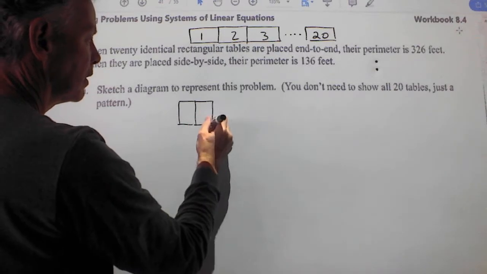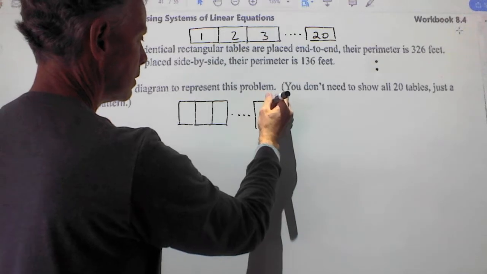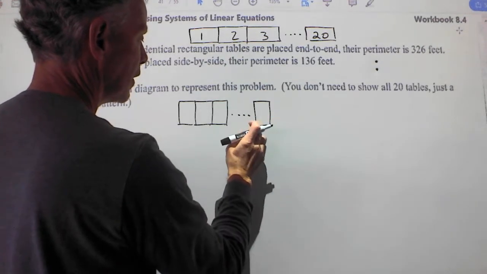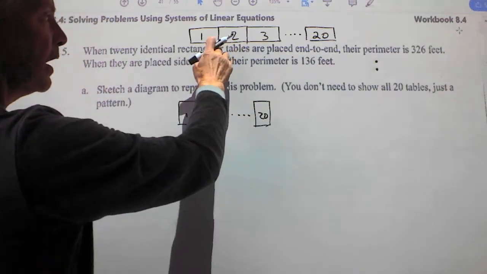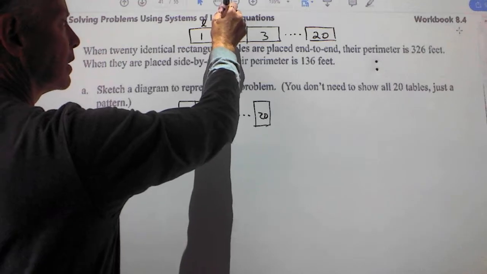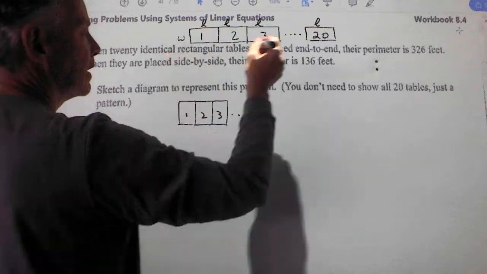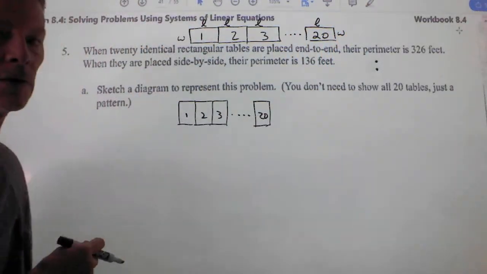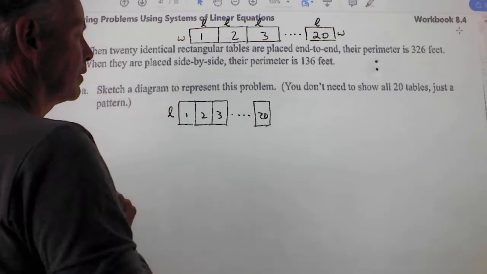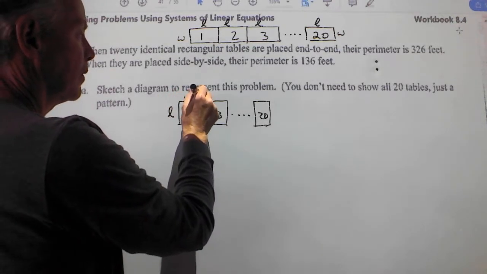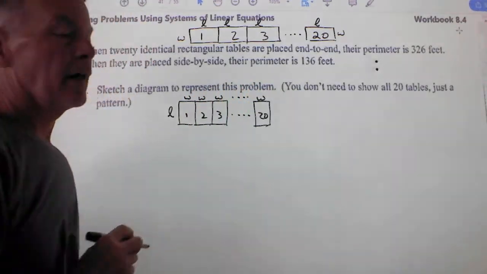So the first one, second one, the third one, all the way to the 20th one. Now in this case, you have the length, the length, the length, the length, and so on, where the ends are the width, okay? With this one, you have the length, and then the width, the width, the width, and so on, like that, okay?